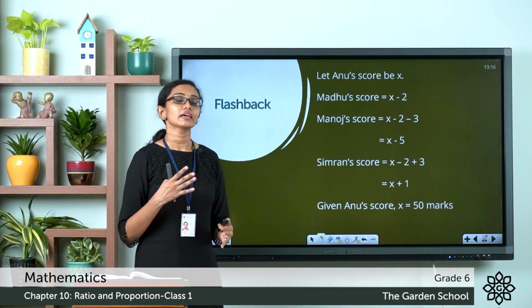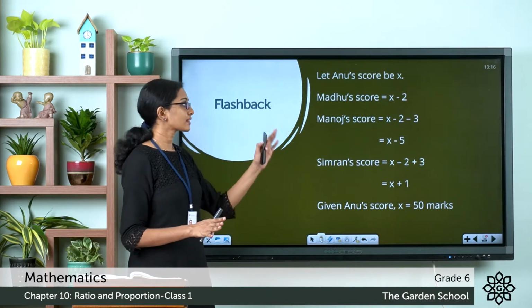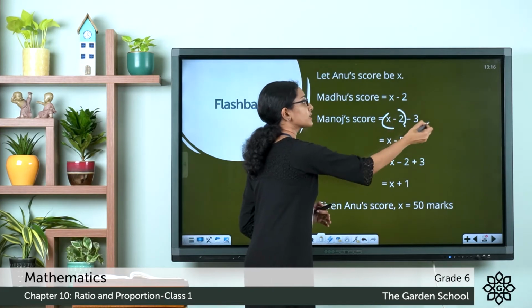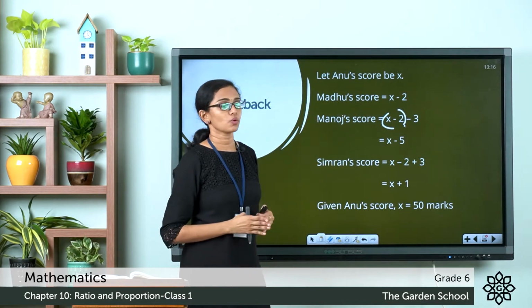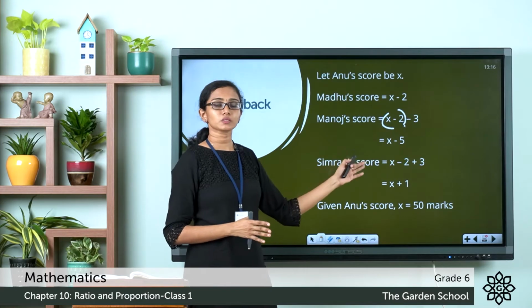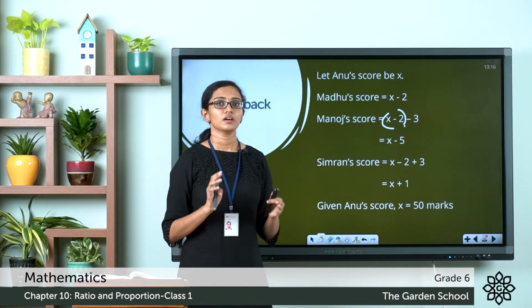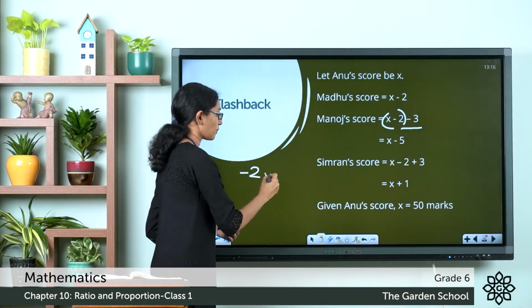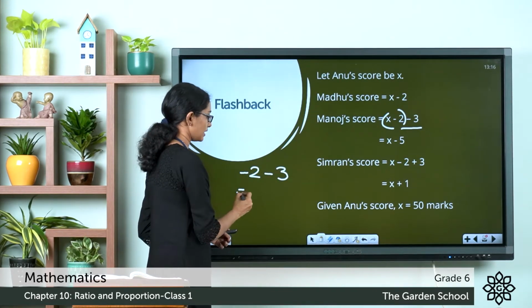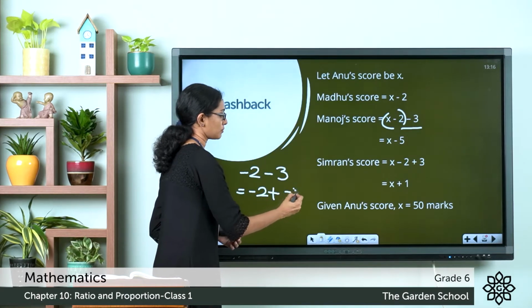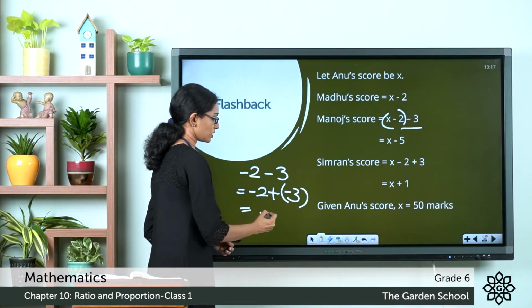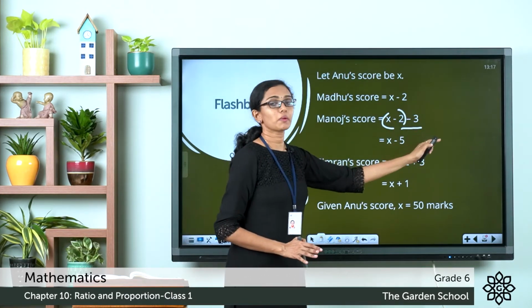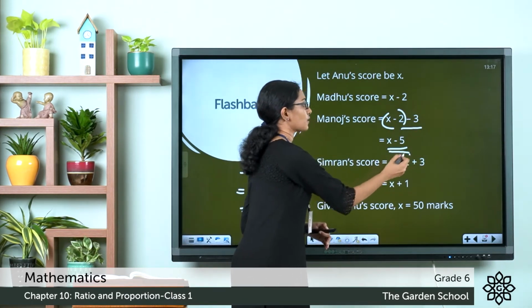Now Manoj's score is given as 3 marks less than that of Madhu, which means it is X minus 2 minus 3. X minus 2 is Madhu's score here. So Manoj's score is equal to X minus 2 minus 3. Now let's simplify this part. See, we have minus 2 minus 3, which is the same as minus 2 plus minus 3, and that is equal to minus 5. So we can write X minus 2 minus 3 as X minus 5.